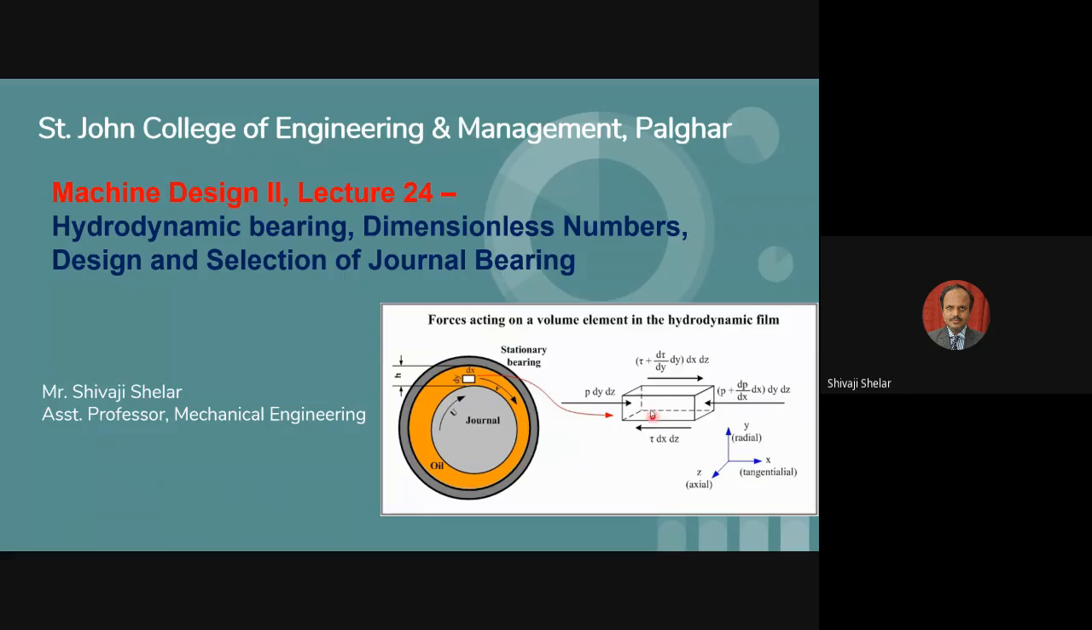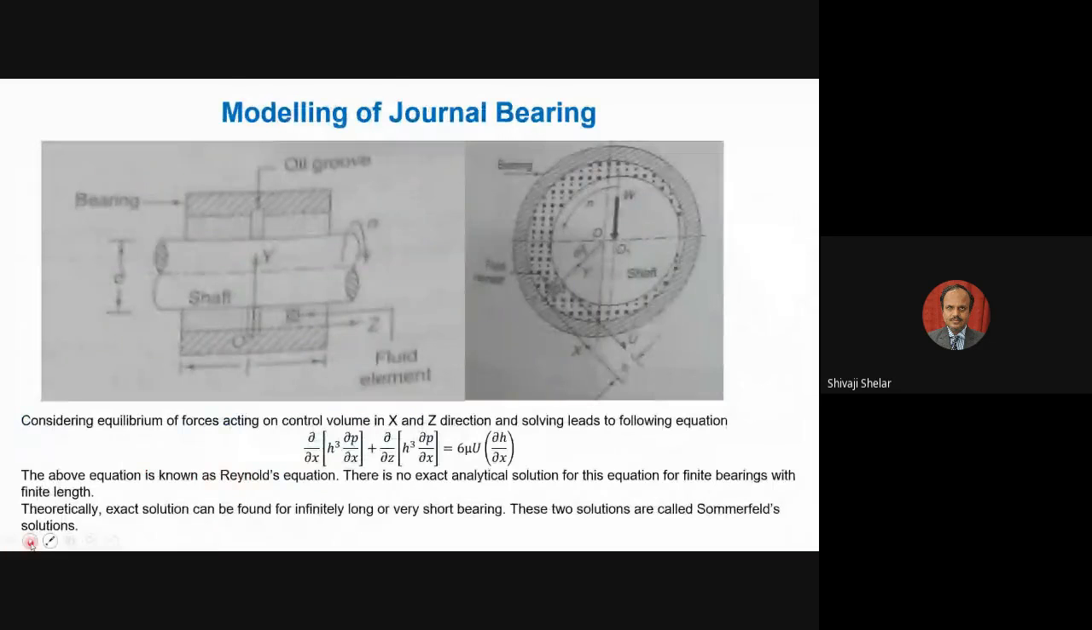So if you consider equilibrium of these forces in x direction, this is the diagram for x direction. A similar diagram will be for z direction, that is forces in this direction, in this direction, in this direction. So if we consider another control volume in which we consider the force on this plane and the backside plane, that is the z direction, and write down the equilibrium of those forces and solve that differential equation within the control volume, the solution we get is written here, that is delta by delta x into h cube delta p by delta x plus delta by delta z into h cube delta p by delta z.